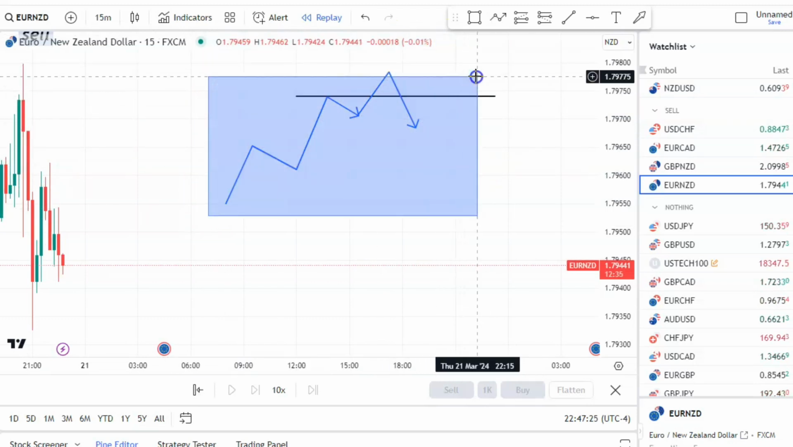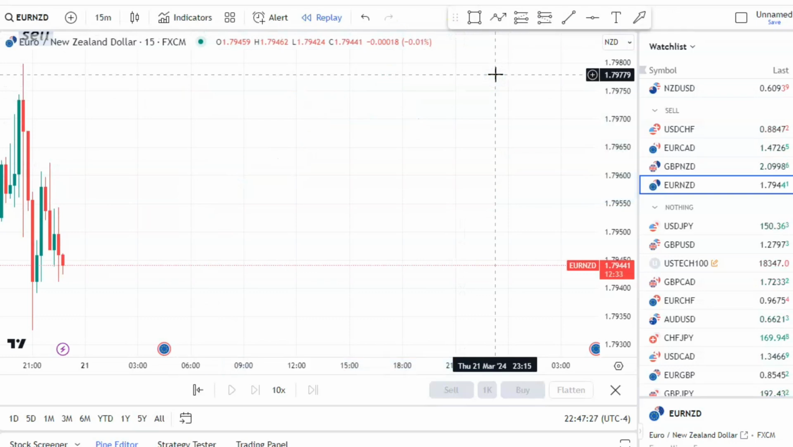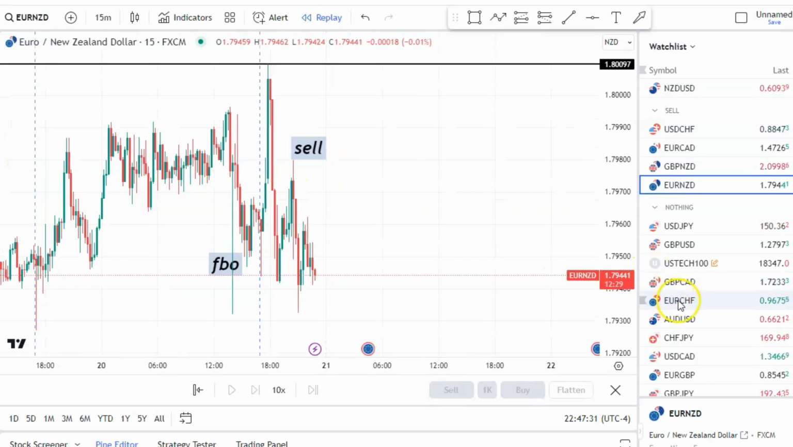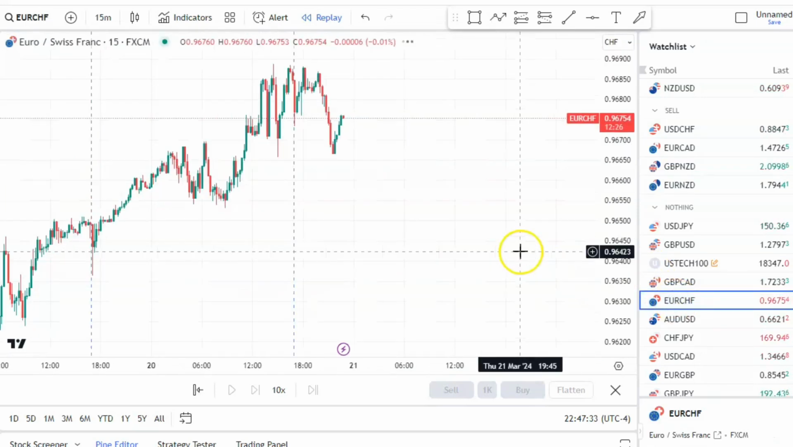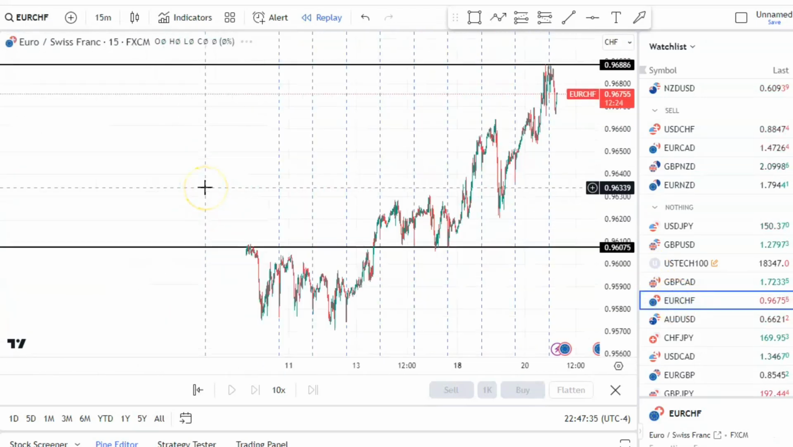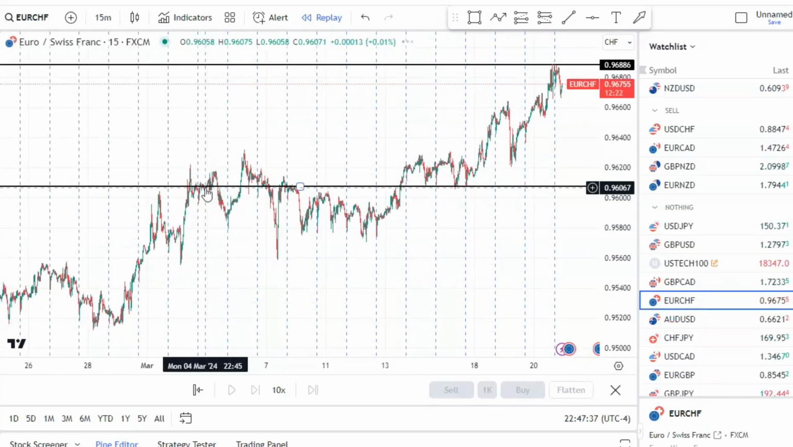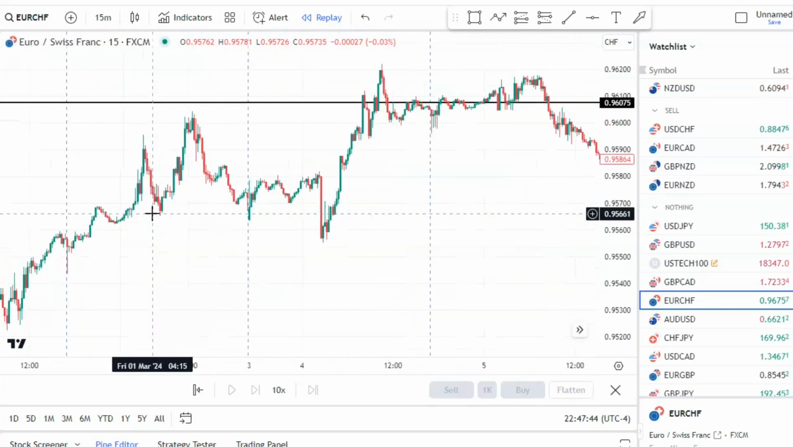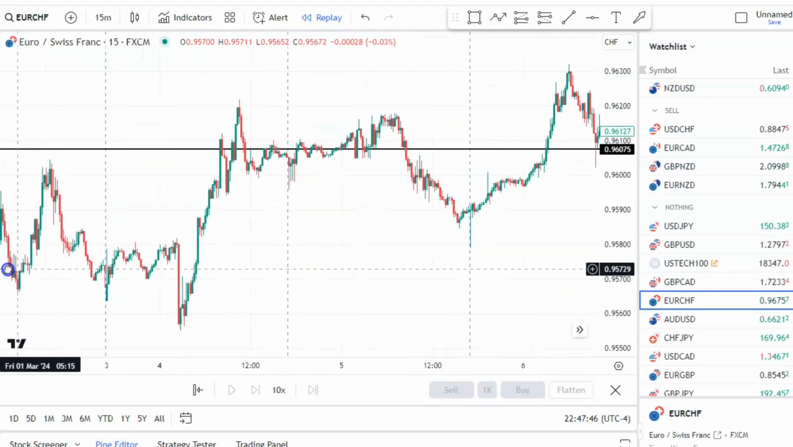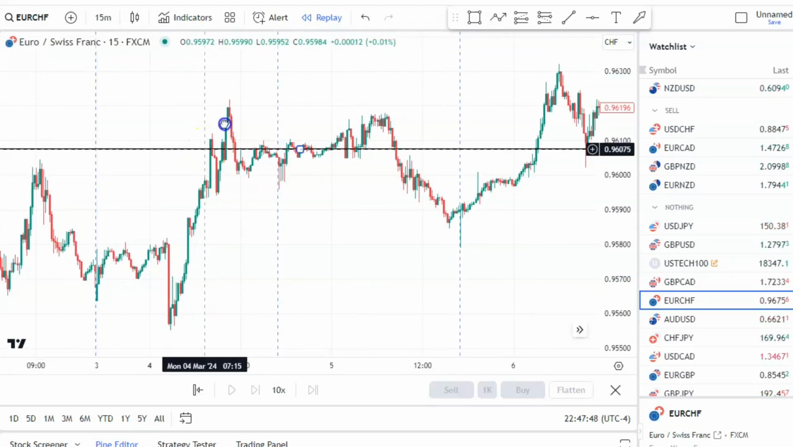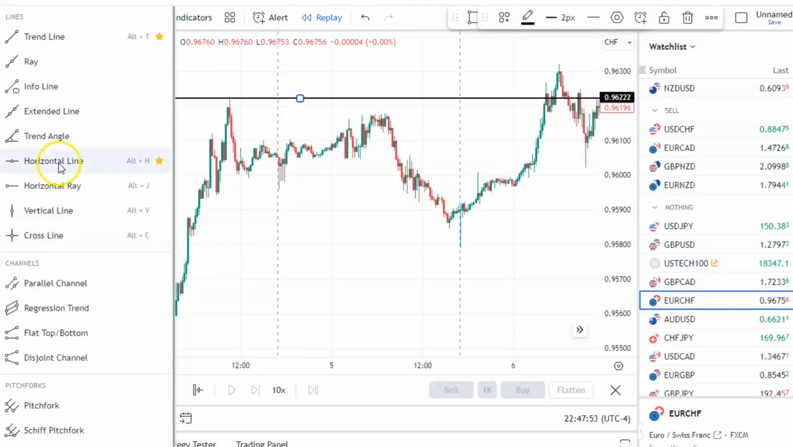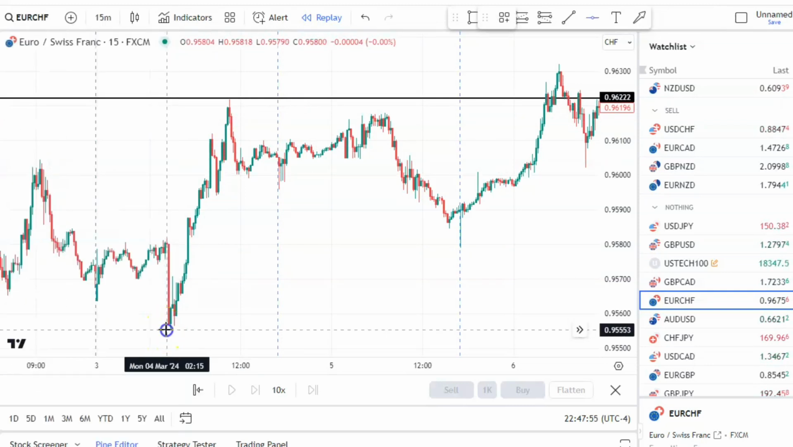So let's look at a couple of examples to see what we are talking about. We can just choose any random pair and then scroll back. We are looking at the 15-minute time frame. And then we can start, let's even start on March 2nd. So Monday sets the high and the low of the week, as you can see here.